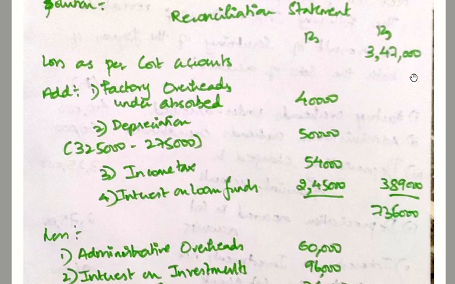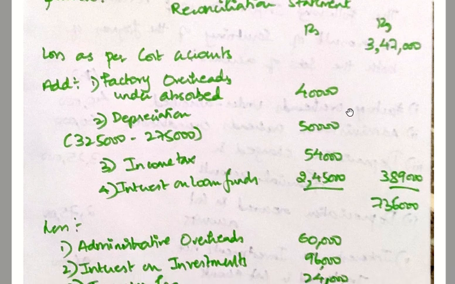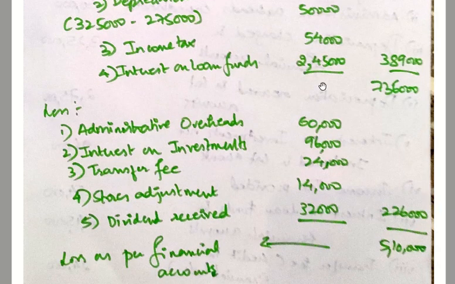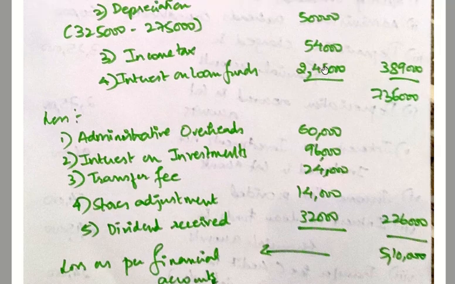So the reconciliation statement. You start with loss as per cost account 3,47,000. You add your factory overheads under absorbed 40,000. Depreciation 3,25,000 minus 2,75,000, which is 50,000. Income tax 54,000. Interest on loan funds 2,45,000.